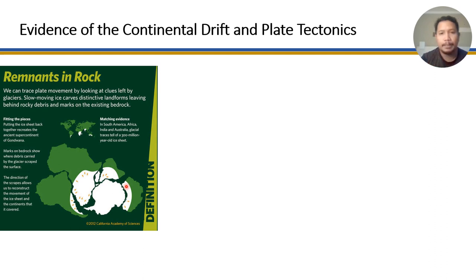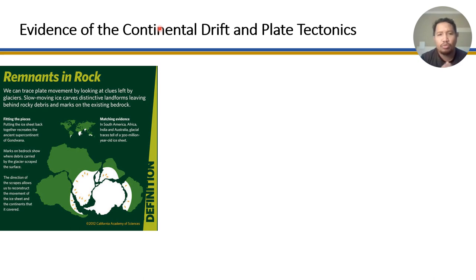We can determine the direction of the scraping because it leaves scars on the bedrock, and we can reconstruct the movement, especially of the ice sheet and the continent that was covered. For example, in South America, Africa, India, and Australia, glacial directions traced on the bedrock tell us that about 300 million years ago, the ice sheet scraping is believed to have come from one southern region of the supercontinent of Pangaea called Gondwana, as shown in this figure.